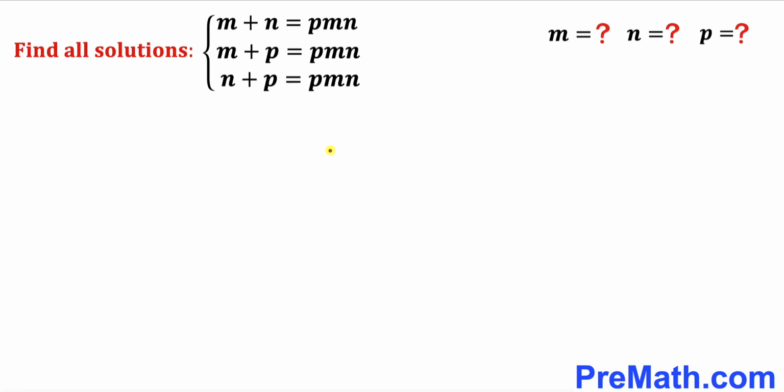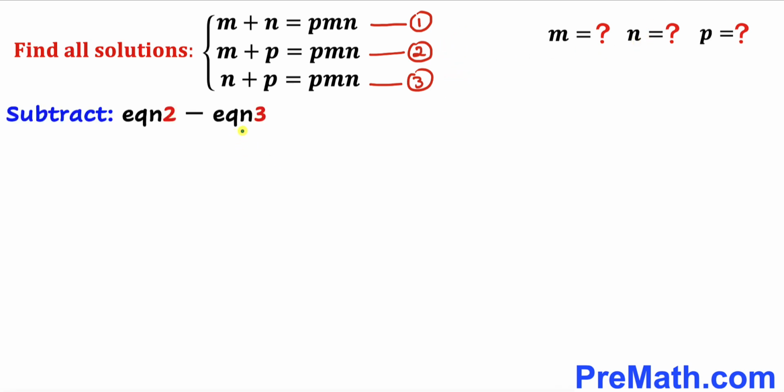Let's go ahead and get started with the solution. And here's our very first step. Let me go ahead and label these equations. I'm going to label this first equation as equation number 1, the second as equation number 2, and finally number 3. Now let's go ahead and manipulate these equations to solve for m, n, and p.